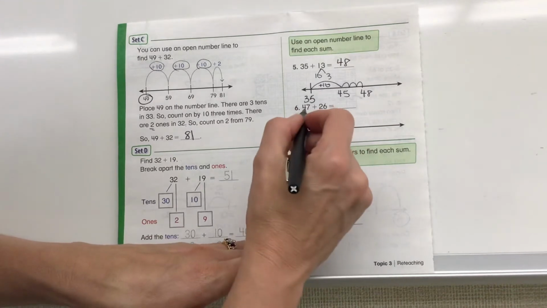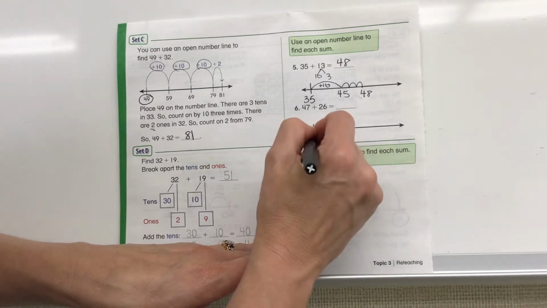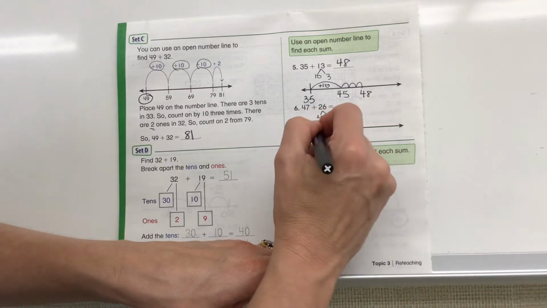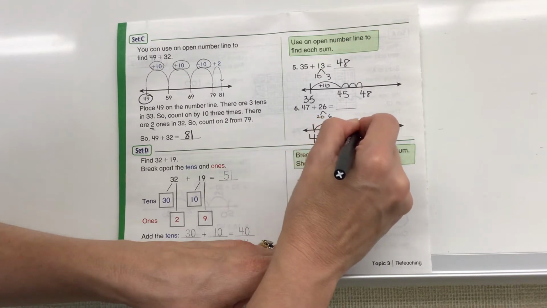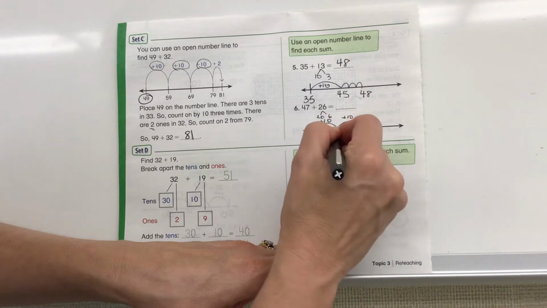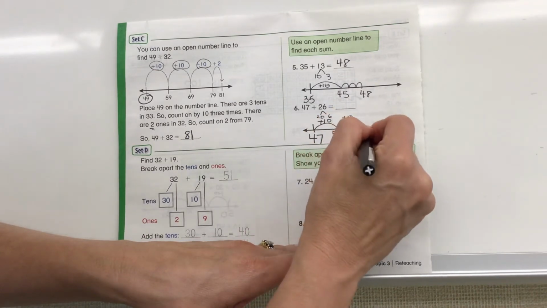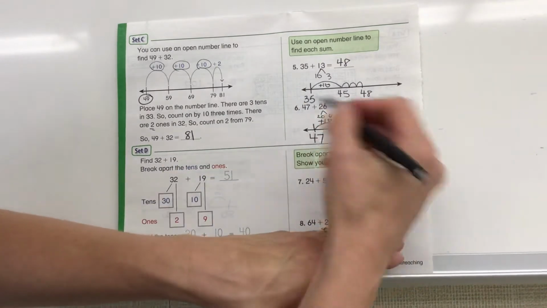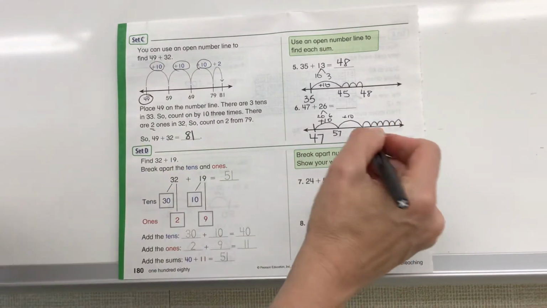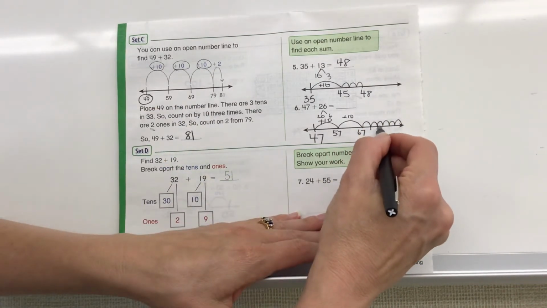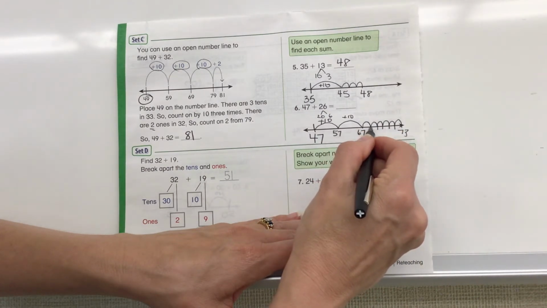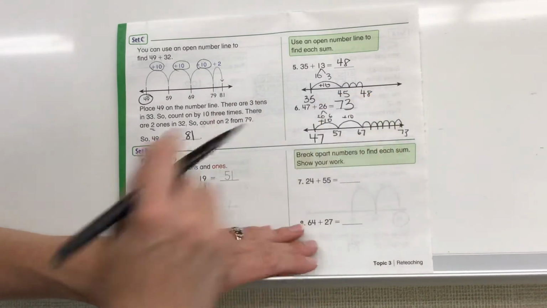Okay, let's take a look at this one. 47 plus 26, I'm going to start at 47 and do 26. I know that 26 is 20 plus 6, 2 hops of 10, plus 10 plus 10. So I'm going to do that first. 47 plus 10 is 57. 57 plus 10 is 67. But now we need to do 6 more. 1, 2, 3, 4, 5, 6. So 67, 68, 69, 70, 71, 72, 73. And we count every time it lands on the line. So 73 is our sum.